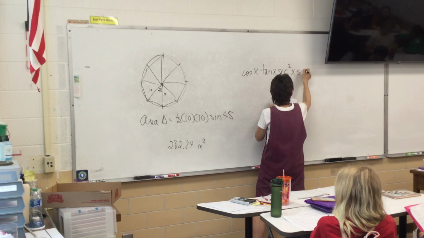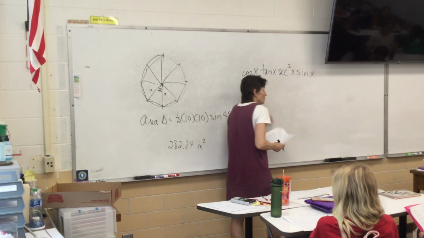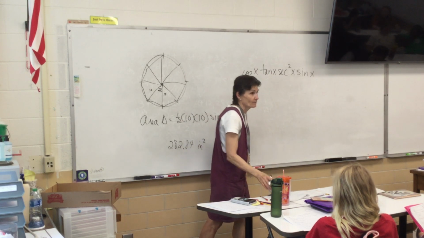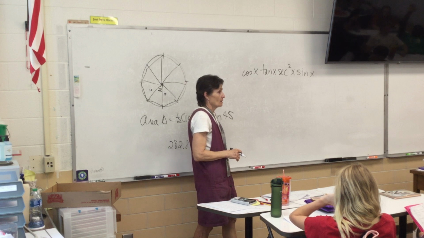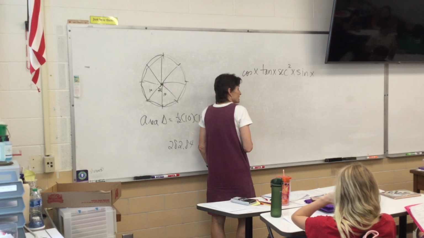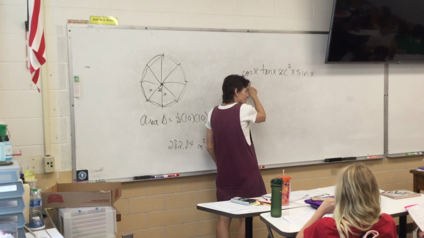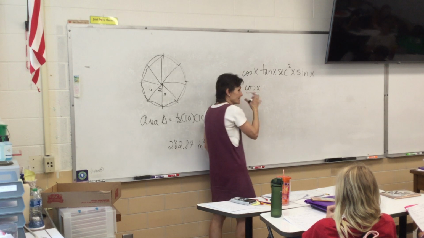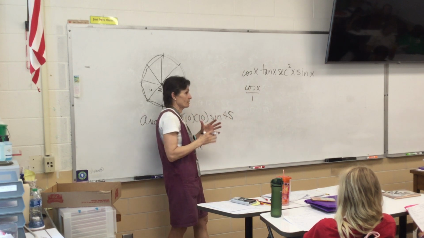Because everything here is multiplied. Who remembers what we do? We want to simplify this big long mess. What do we do? Sir? Turn everything into cosine and sine. Exactly. Now, if it's already a cosine or a sine, I like to put them over 1, but that isn't necessary. Don't change it.